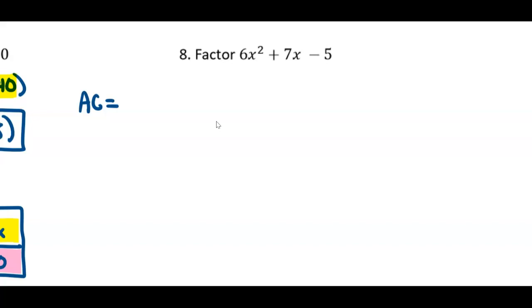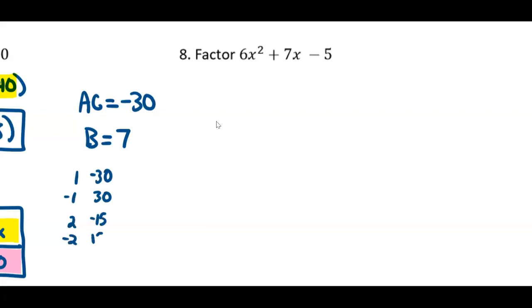So AC, 6 times negative 5 is negative 30. B is 7. Okay, so it's got to multiply to negative 30. So one number is negative and one is positive. So it could be 2 and 15, and it could be 3 and 10. In terms of which one it is, I think it's 3 and negative, oops, I think it is not that. I think it's negative 3 and 10. That makes 7. So we're going to go ahead and use our box.